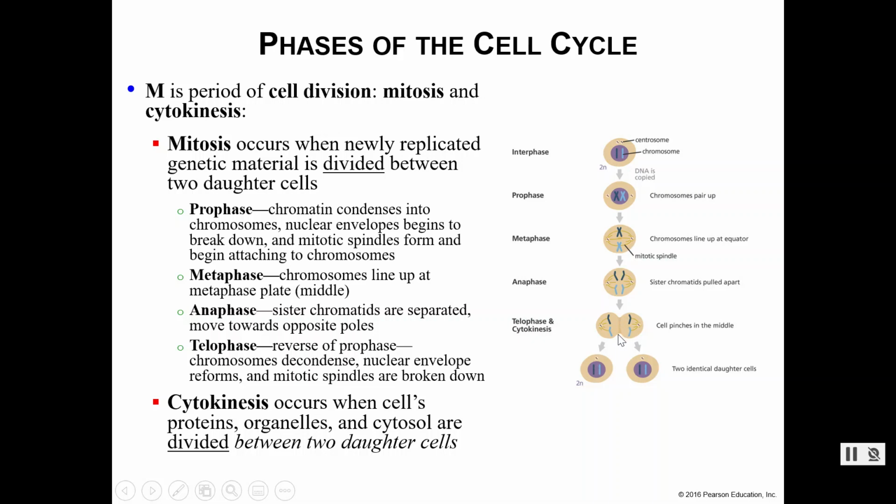Now, we have finished separating the nuclei. Now we have to separate everything else, and that's what cytokinesis is for. In cytokinesis, we're going to split the rest of the cytoplasm and everything in it, so the proteins, the organelles. We split everything right down the middle, 50-50, and we get 2 identical daughter cells.